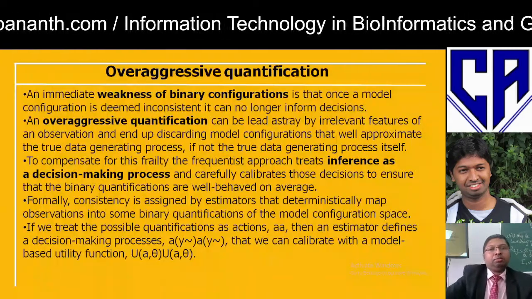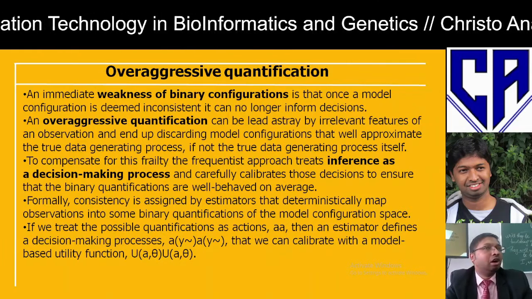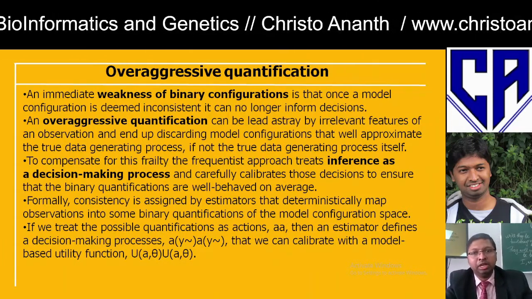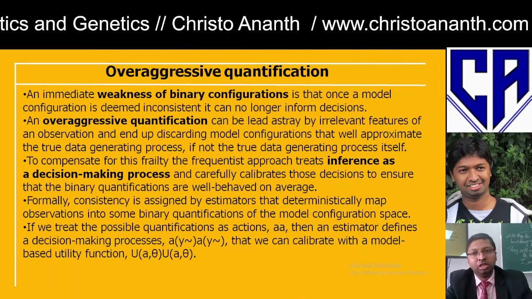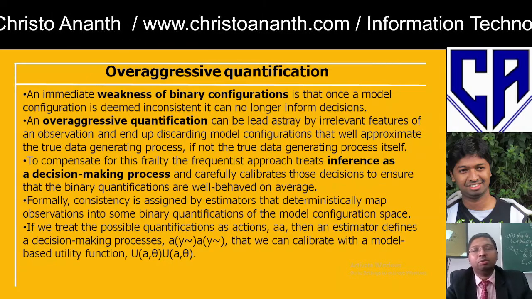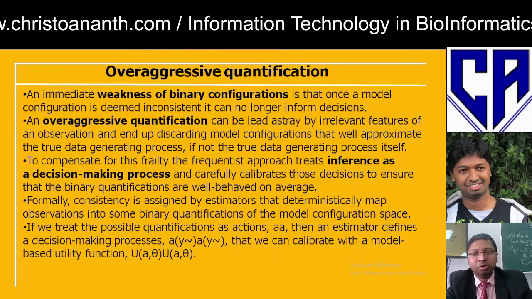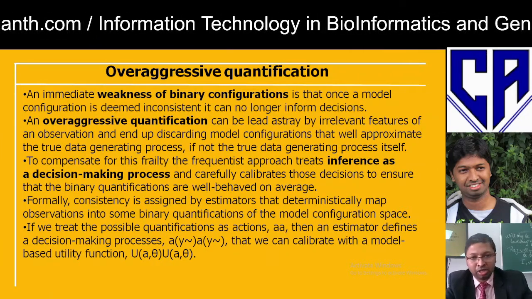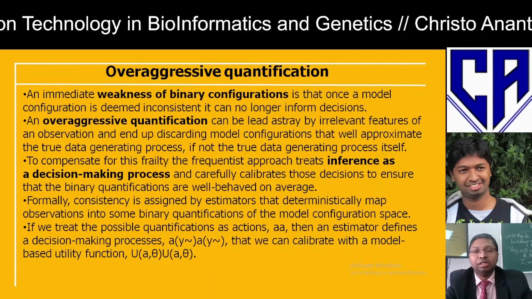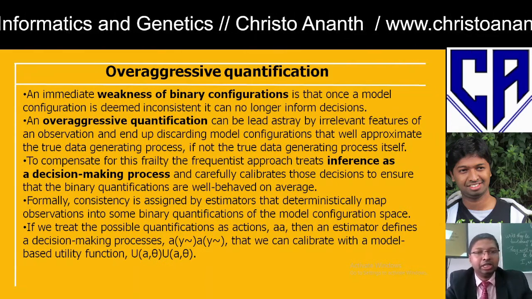So now we come to over-aggressive quantification. Over-aggressive quantification arises because of the weakness of the binary configurations that we would be experiencing with the model configuration. If it is very much inconsistent, or maybe it is not able to make some decision, then comes over-aggressive quantification. So we will have irrelevant features of an observation, and maybe we will tend to discard some important model configurations as well as true data also.